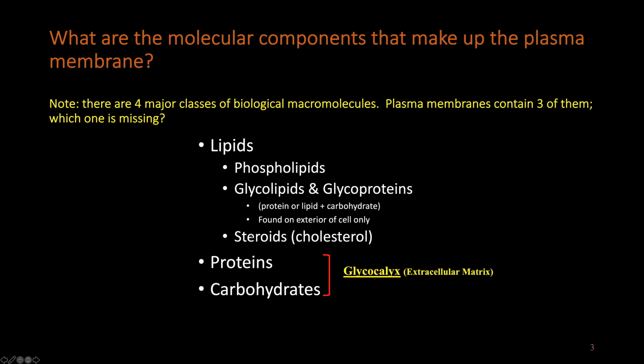Now, what are the molecular components that make up the plasma membrane? Well, there are 4 major classes of biological macromolecules. Remember what they are? The plasma membrane contains 3 of them, but 1 is missing. Can you think? Here are the 3: lipids, proteins, and carbohydrates. These are all components of the plasma membrane. What macromolecule is not there?